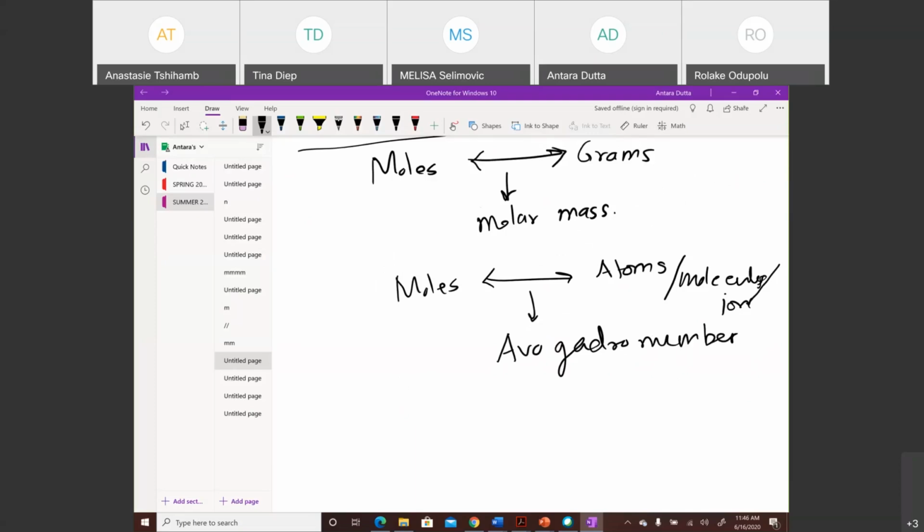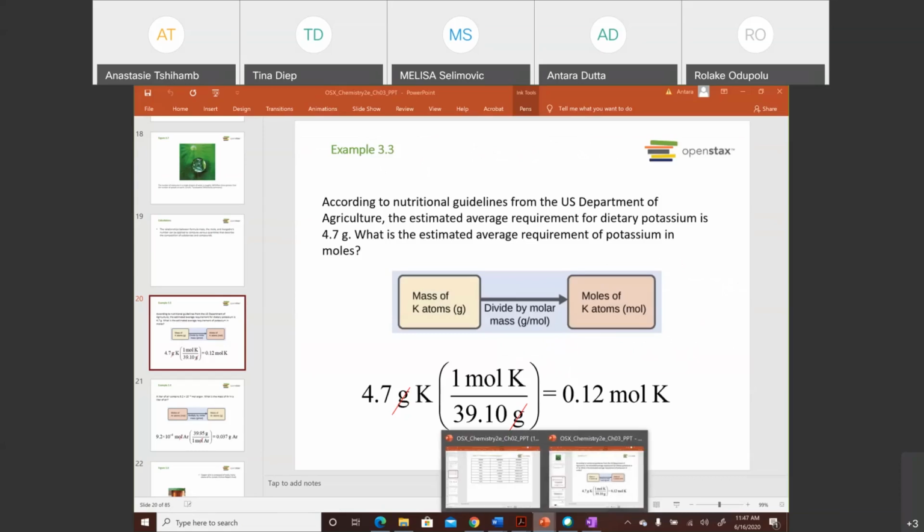Again, based on the problem. If I'm given moles, I have to go to atoms, I will use Avogadro number. If I'm given atoms, I have to go to moles, I will always use Avogadro number, and I will flip the ratio accordingly. Okay.